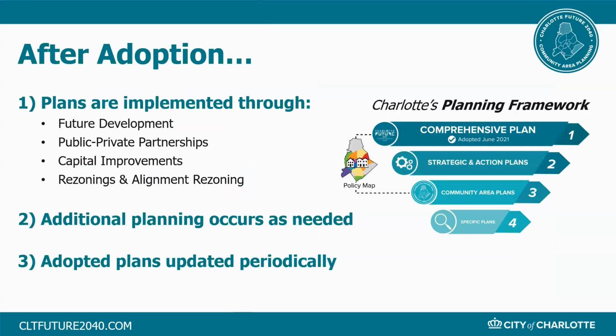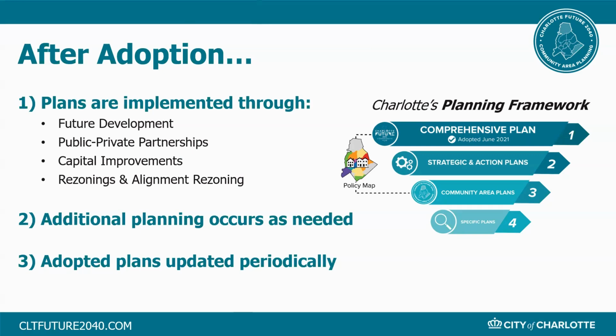Now, after the community area plans are adopted, you might be thinking, okay, how will they be implemented? Well, plans are implemented in multiple ways. The private and public sectors both have a role to play. When I'm referring to private and public, I'm referring to private property owners, developers, and then public sector being government entities. Also under the private sector are nonprofit organizations as well. So we all have a role to play, including residents.